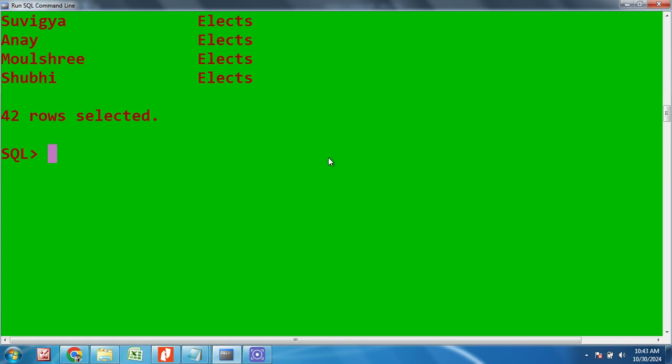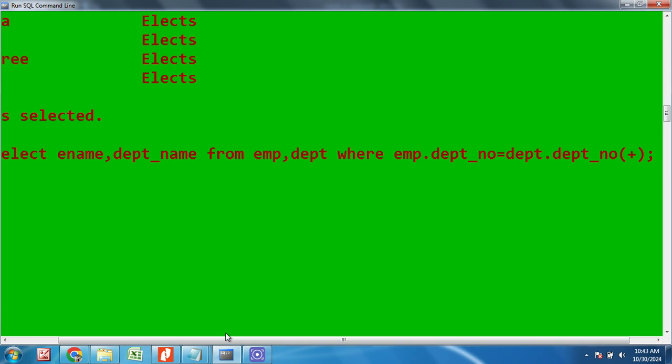Now let's try to understand left outer join. So what is left outer join? Basically when we look at this, this is our left table and this is our right table. DEPT is our driving table and EMP is our driven table. So EMP is the left table and DEPT is the right table. DEPT is also called the driving table and EMP table is called the driven table.